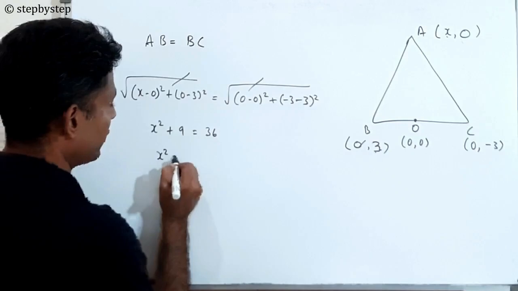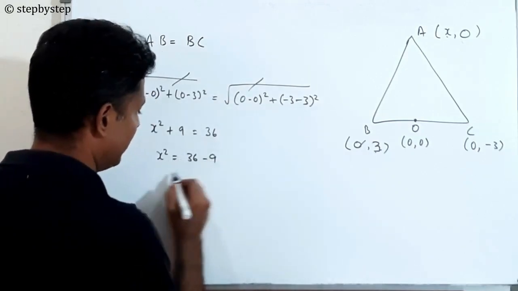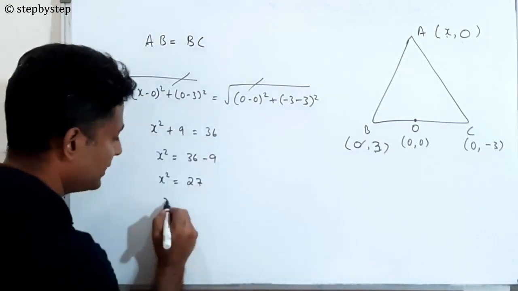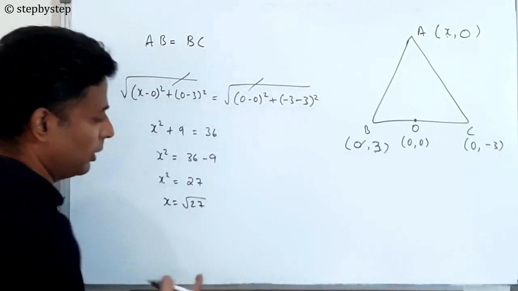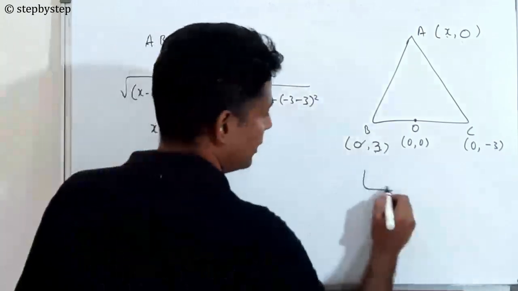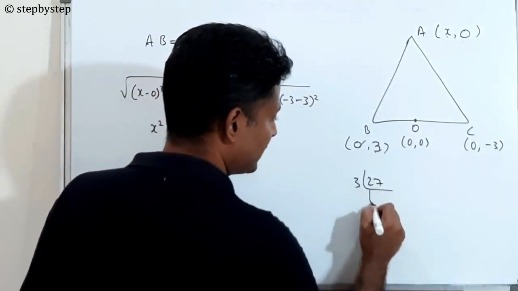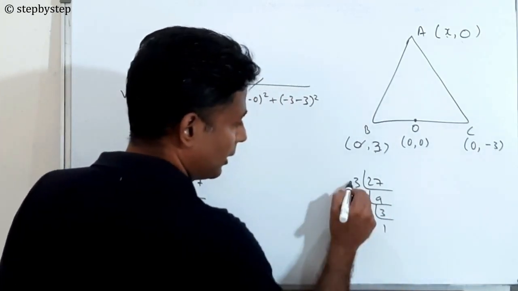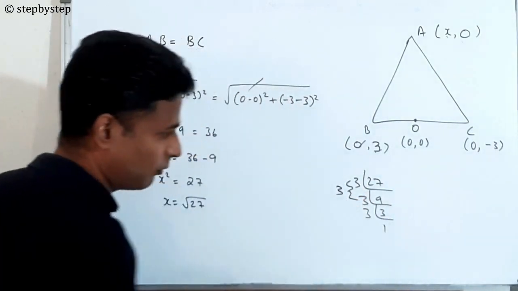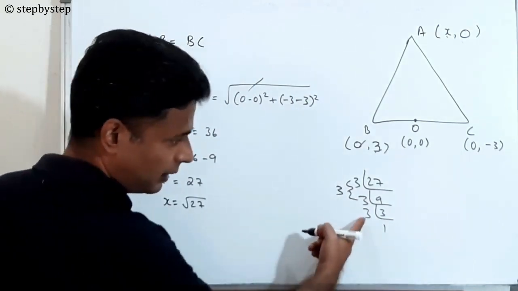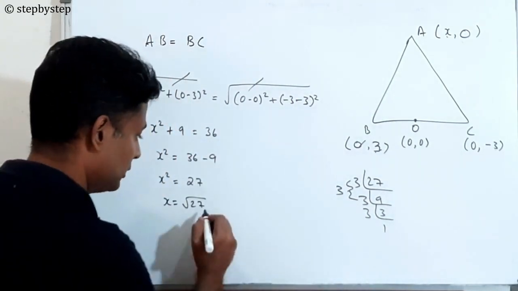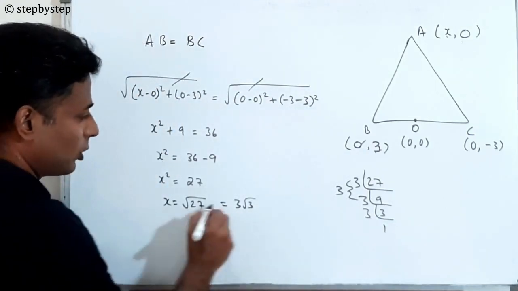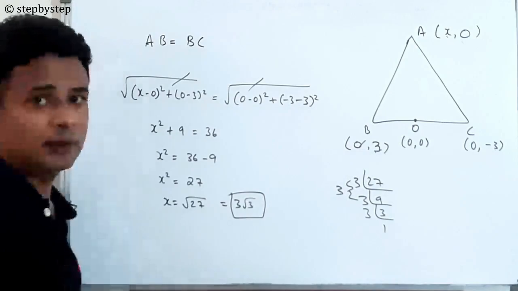So x square equal to 36 minus 9, we get x square equal to 27. So x equal to root 27. But we cannot leave it like this. We have to simplify. So prime factorize 27. That is 3 nines are 27, 3 threes are 9, 3 ones are 3. Now there is one pair of 3 which will come out and become one 3, and the other single 3 will remain inside the root. So it becomes 3 root 3. So the x coordinate is 3 root 3.